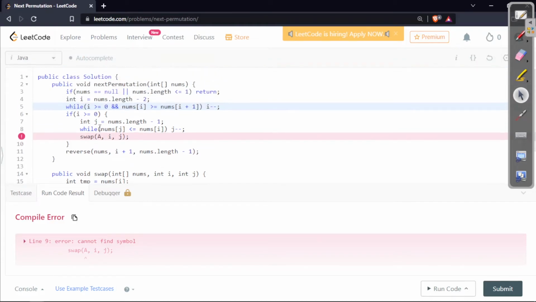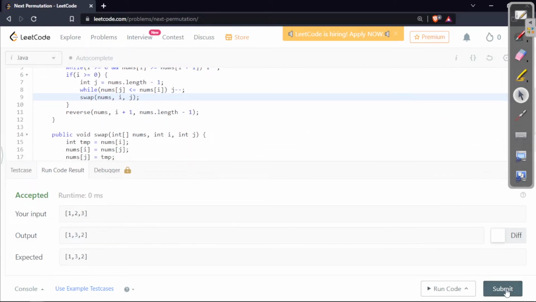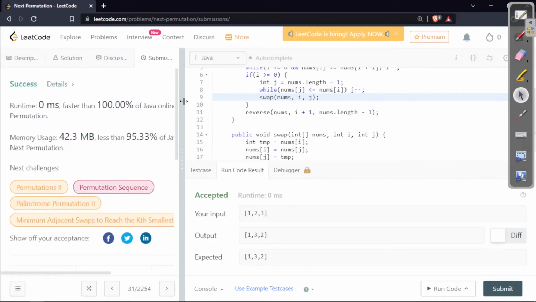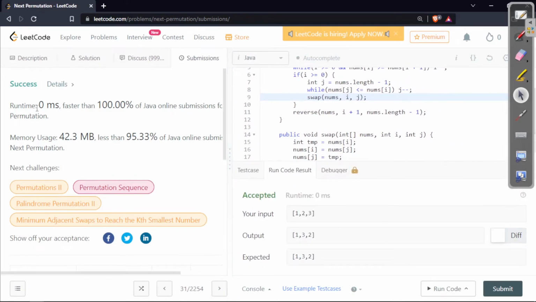Cannot find symbol A. Oh, sorry, this would be nums. Okay, let's run the code. It runs. Let's submit. Yes, the code submits, and as you can see, the runtime is 0 ms.